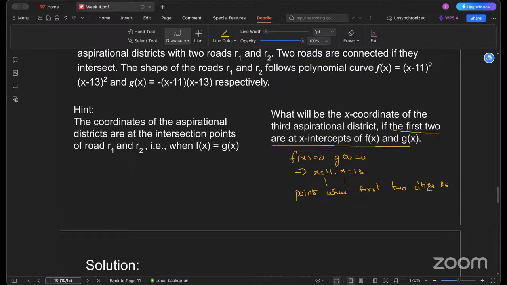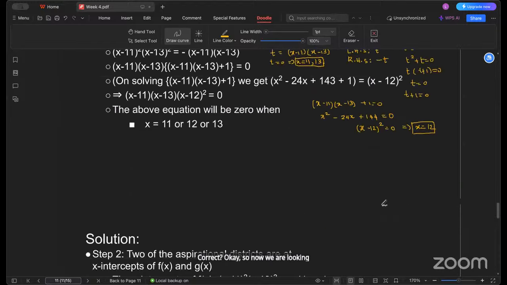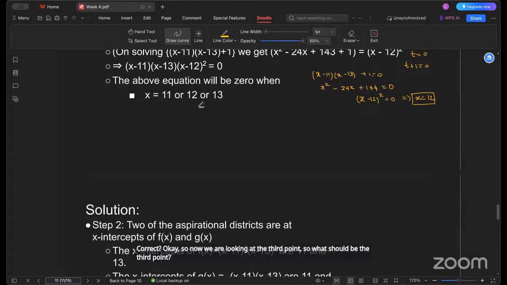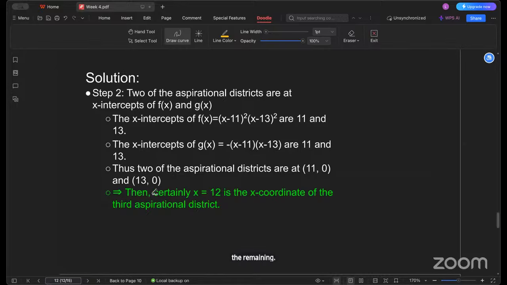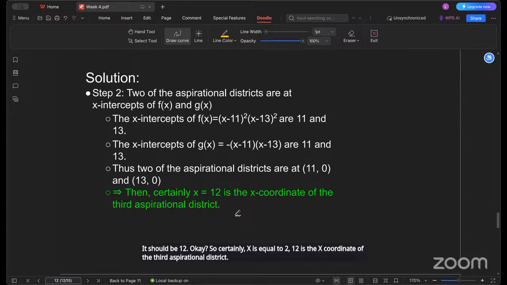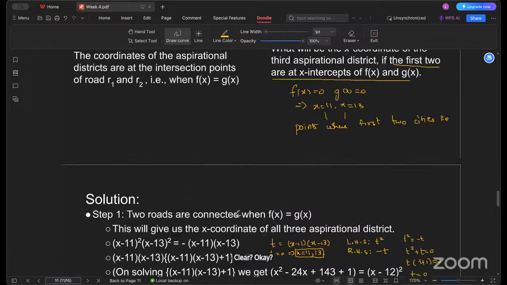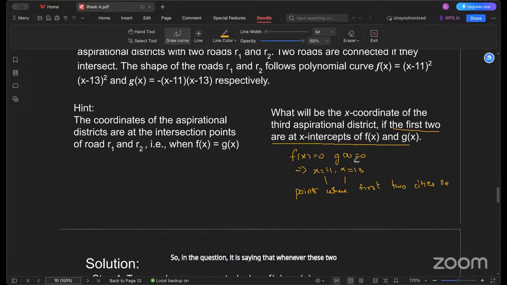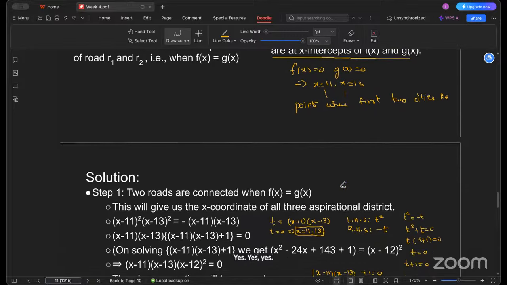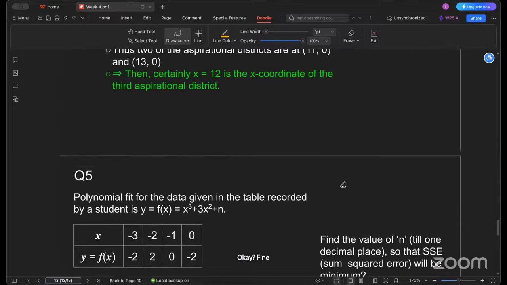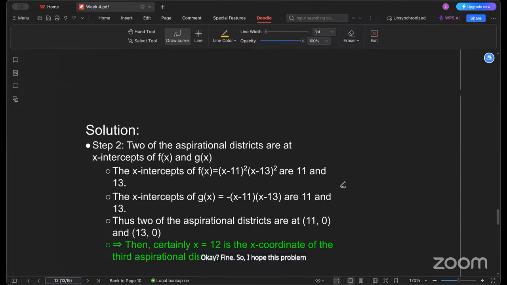Correct? Okay. So now we are looking at the third point. What should be the third point? It should be 12, the remaining one. So certainly x is equal to 12 is the x coordinate of the third aspirational district. Clear? In the question, it is saying that whenever these two graphs intersect, at that point there will be the aspiration city. Yes. Okay. Fine. So I hope this problem is quite straightforward and clear.